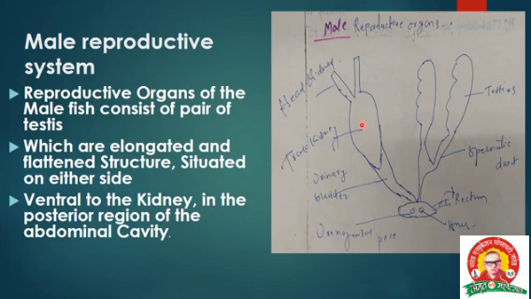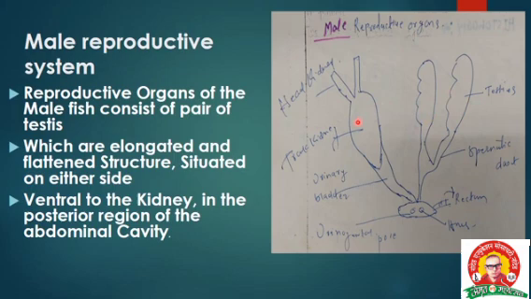Reproductive organs of the male fish consist of a pair of testes, that is, two in number. The testes are a pair, which are elongated. This is the description of the testes. How are the testes? Elongated, flattened structures situated on either side, ventral to the kidney.